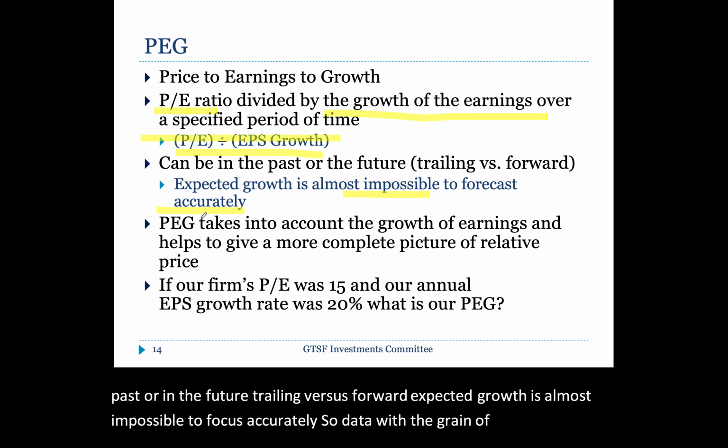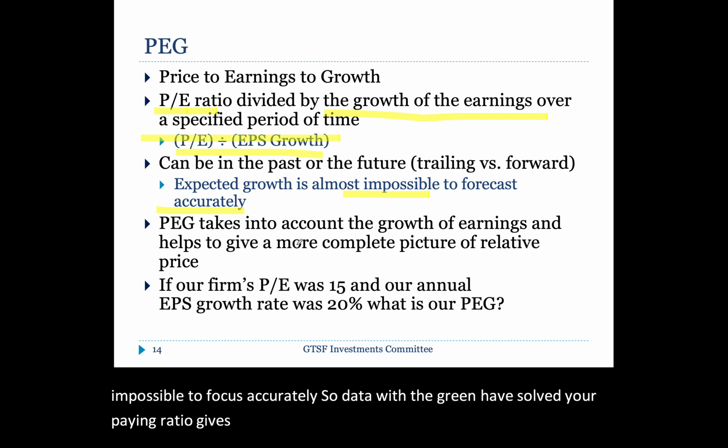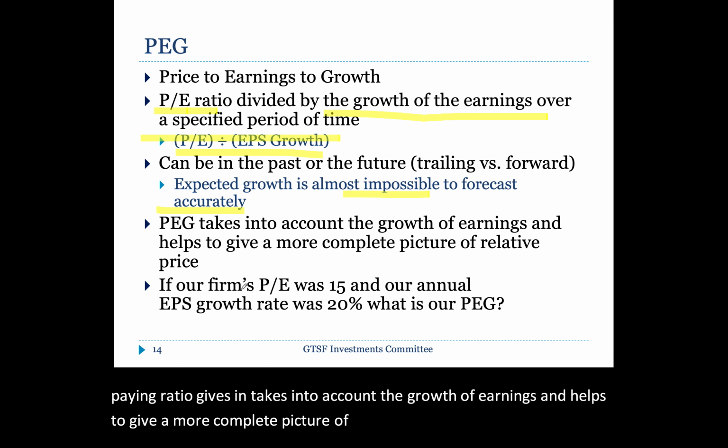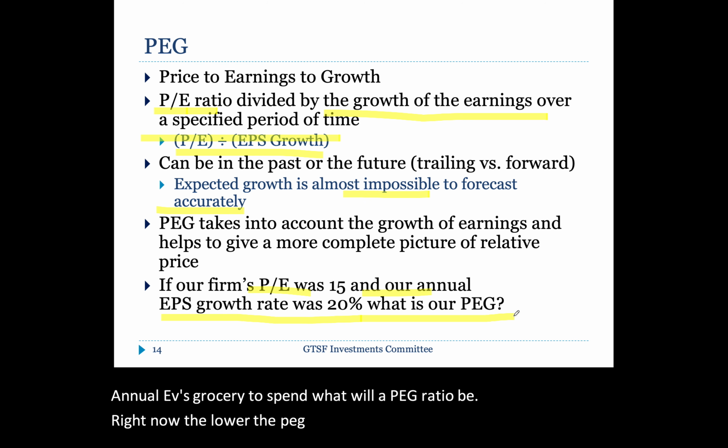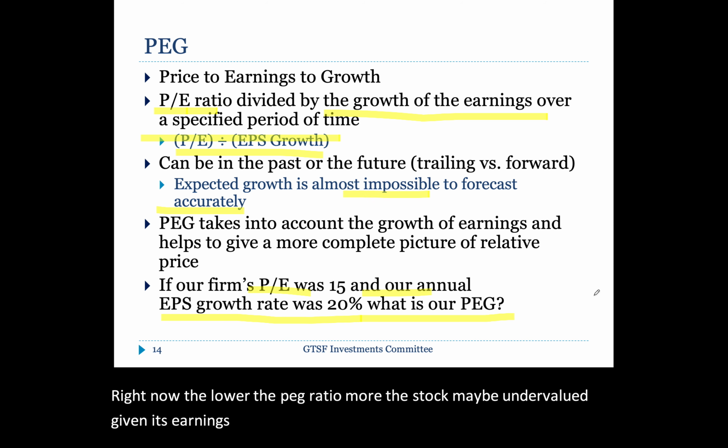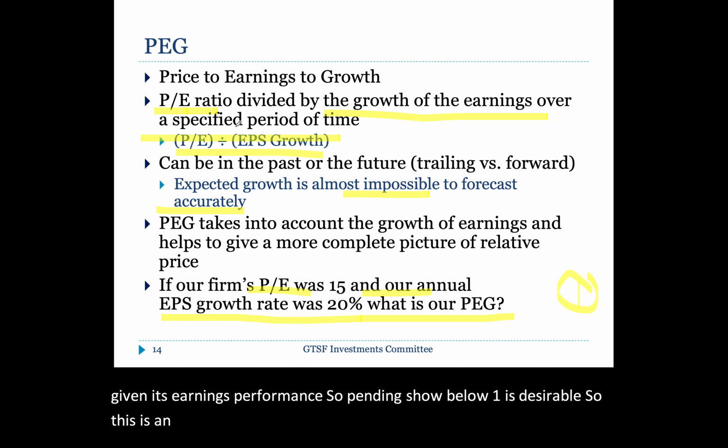Expected growth is almost impossible to forecast accurately, so take it with a grain of salt. Your PEG ratio takes into account the growth of earnings and helps to give a more complete picture of relative price. If our firm's PE was 15 and our annual EPS growth rate was 20, what would our PEG ratio be? Right? Now, the lower the PEG ratio, more the stock may be undervalued given its earnings performance. So a PEG ratio below 1 is desirable. Since this is an absolute ratio, it's going to tend to 1. Right? A price to earnings divided by growth.